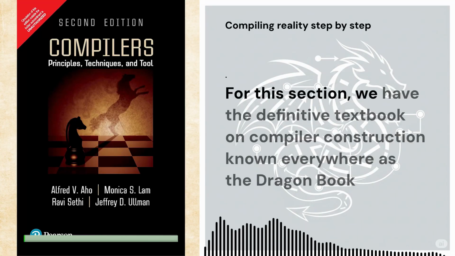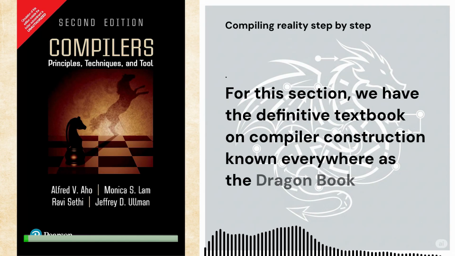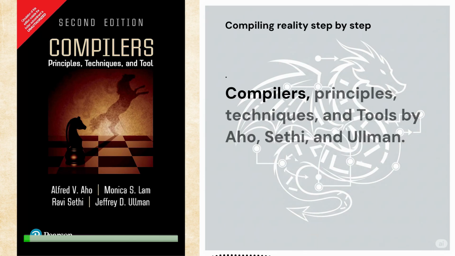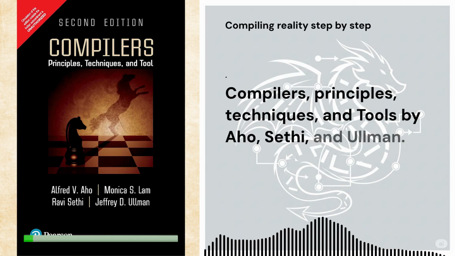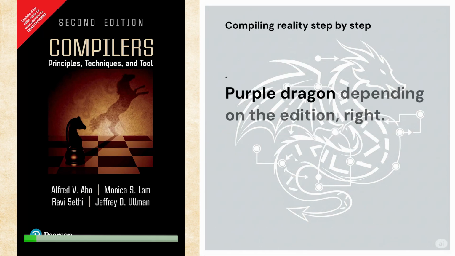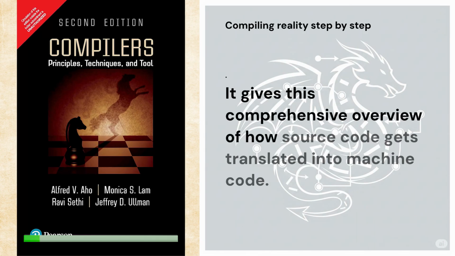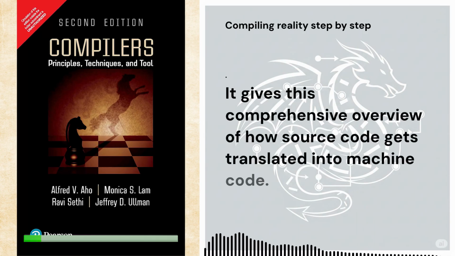Last, for this section, we have the definitive textbook on compiler construction, known everywhere as the Dragon Book. Compilers: Principles, Techniques, and Tools by Aho, Lam, Sethi, and Ullman. The classic green dragon, purple dragon, depending on the edition. Right. It gives this comprehensive overview of how source code gets translated into machine code.